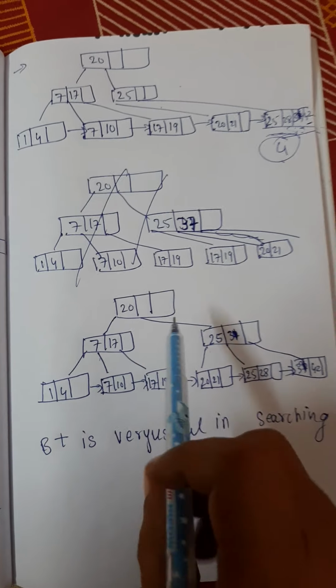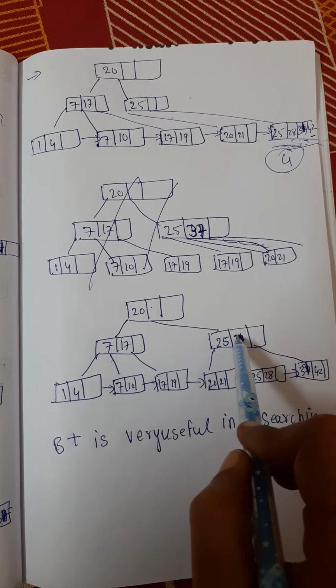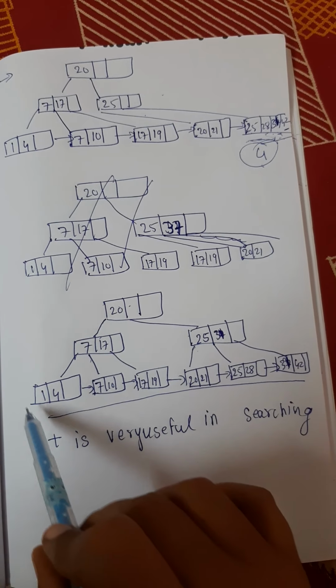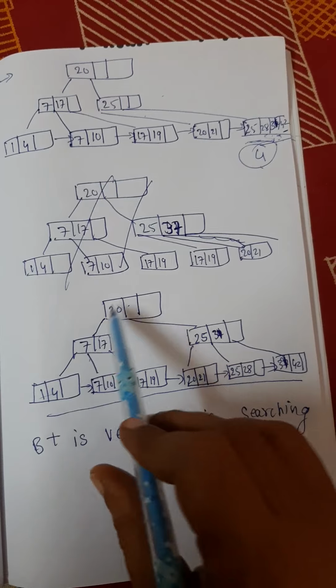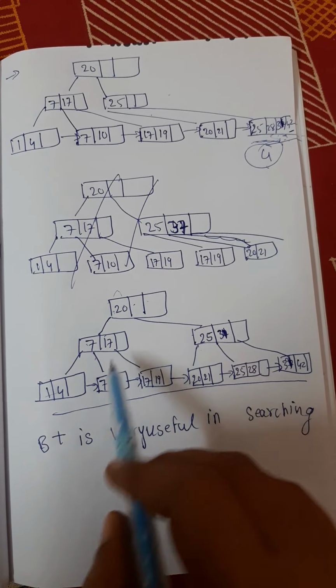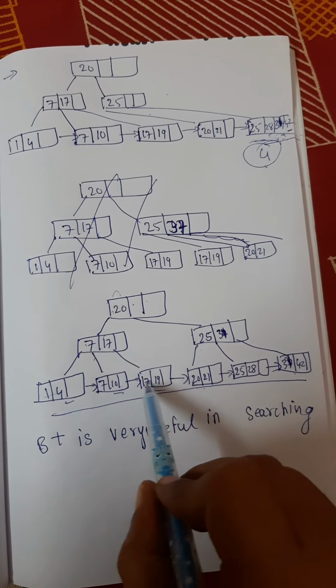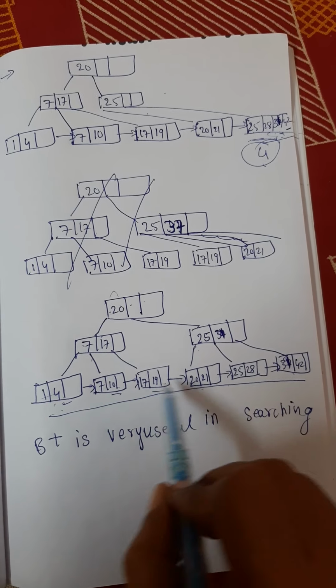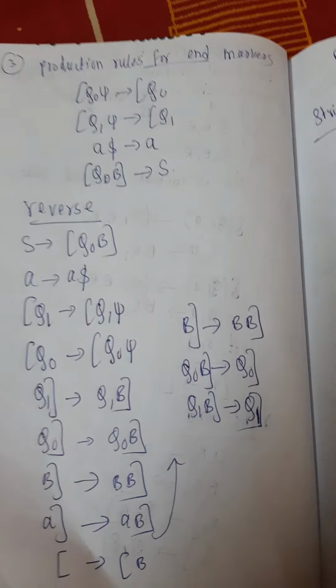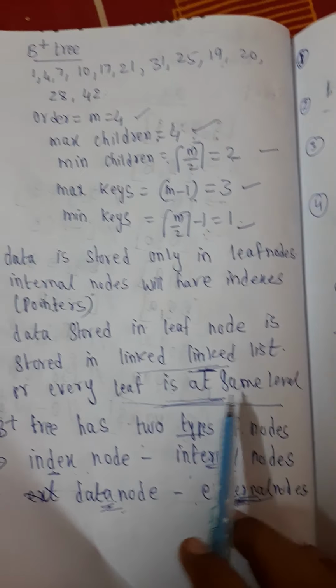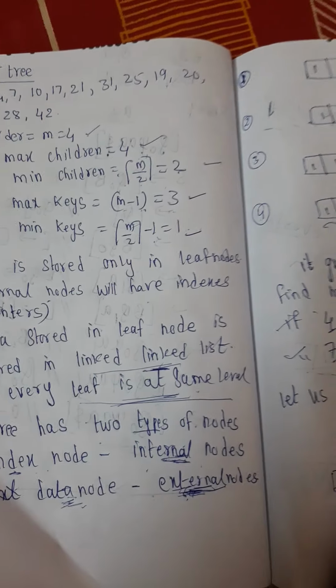These are the internal nodes here, and the complete data is available here. If you see all the data you have, these are the indexes here. This is the index, and the leaf nodes are linked with a linked list here. This is the linked list, and as I have already given the property, what is the property I gave? Every leaf node is at the same level, and the data is stored in the linked list here.